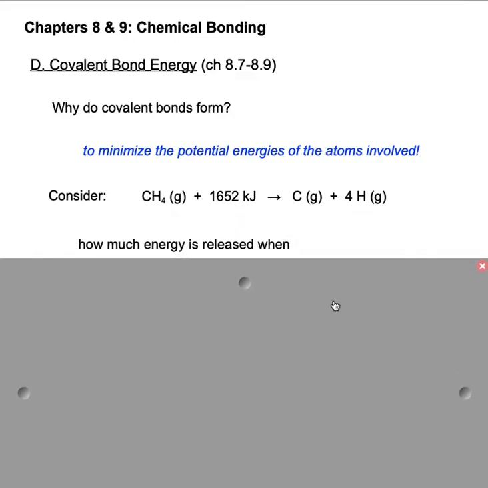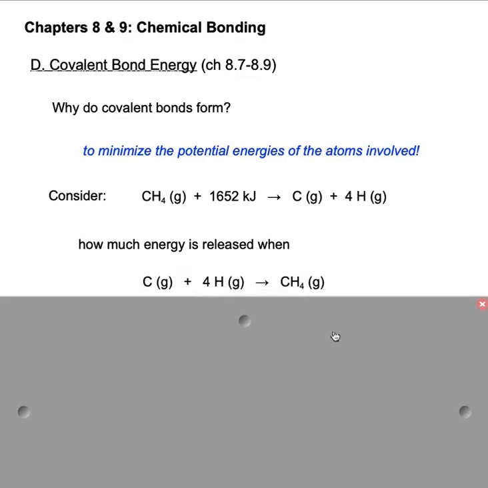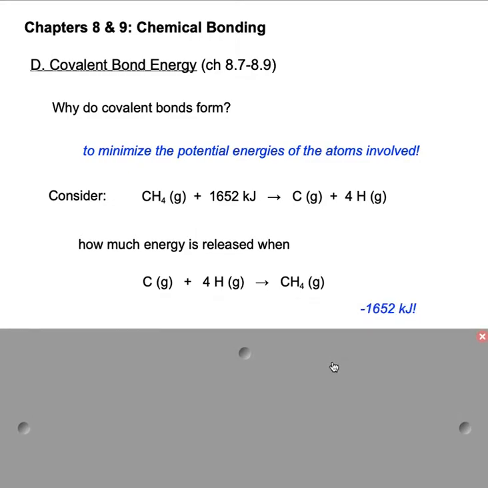Suppose I carry out the reverse process and ask myself how much heat would be released when I allow 1 mole of carbon atoms in the gas phase and 4 moles of hydrogen atoms in the gas phase to come together to form 1 mole of methane. Well, you guessed it, the same amount, 1,652 kilojoules, negative this time because bond formation is an exothermic process.